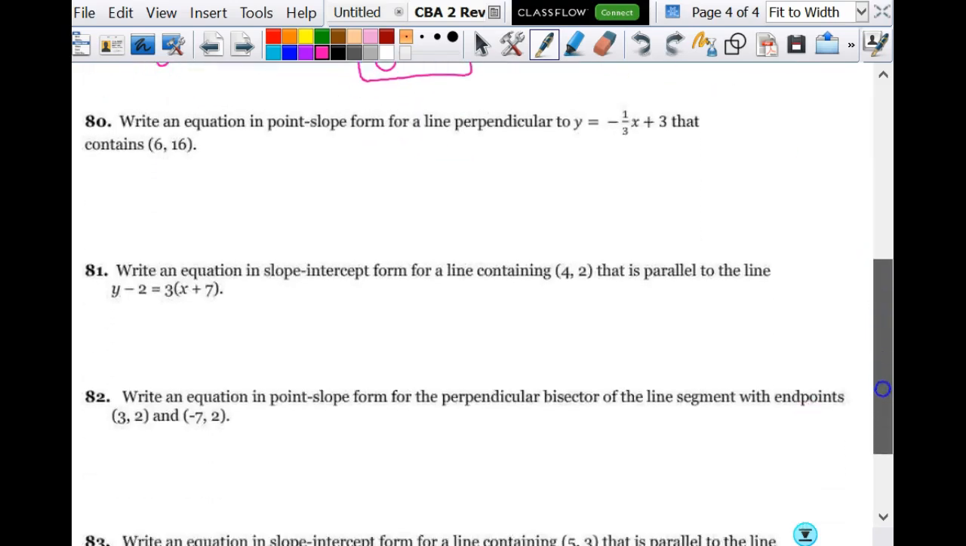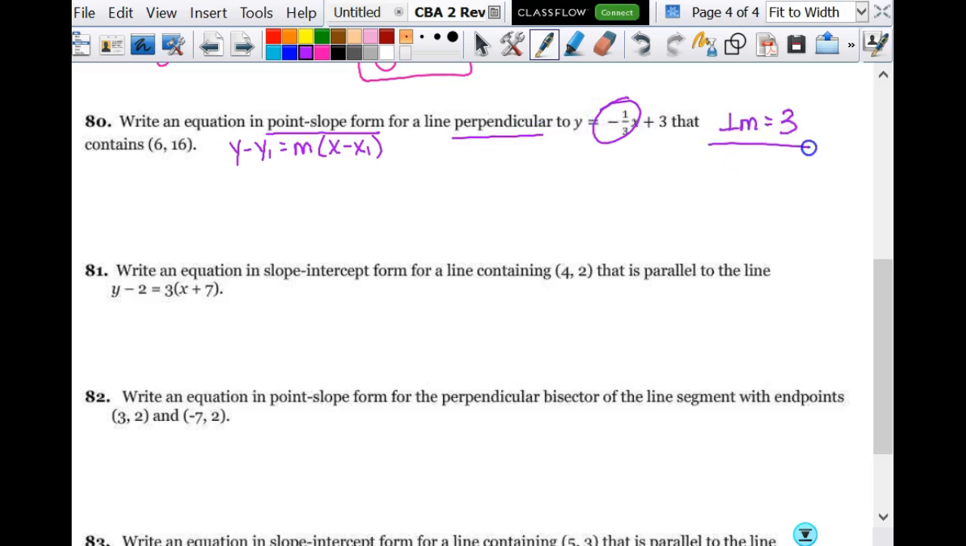All right, so then I want to write an equation in point-slope form. Make sure you know what point-slope form is. That is your y minus y1 equals m times x minus x1 version. I want it to be perpendicular to this, which means the slope, my perpendicular slope that I'm actually using is 3. Right, and it contains these 2 points right here. This is a piece of cake. This is y minus y, which is 16, equals the slope, which is 3 times x minus 6, and I'm done.